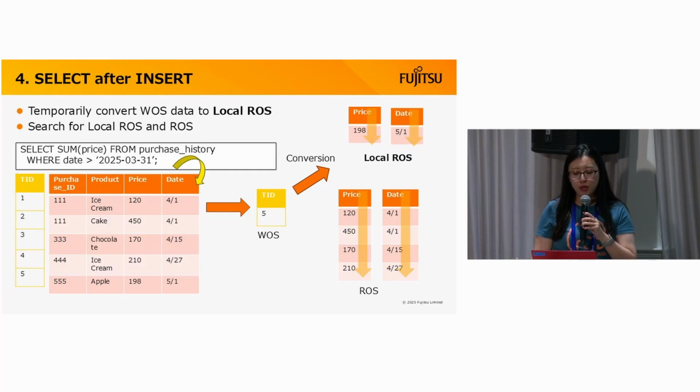This enables searches to include new data that is only available in WOS. Converting to local ROS is somewhat costly, so the VCI plan should consider the cost of converting from WOS to local ROS. Local ROS is temporary ROS, so it disappears after the execution of the select statement.